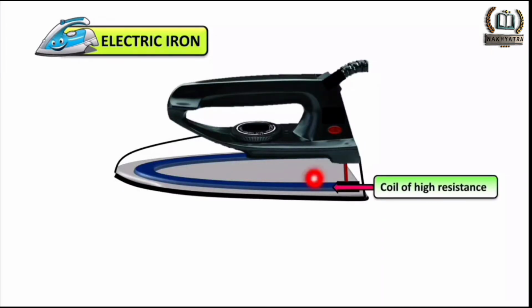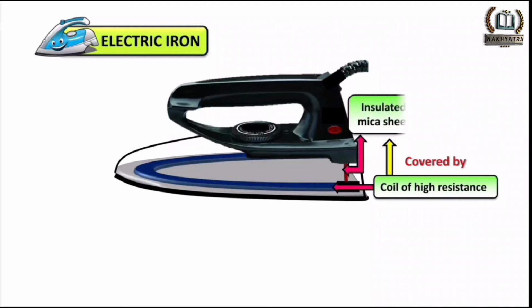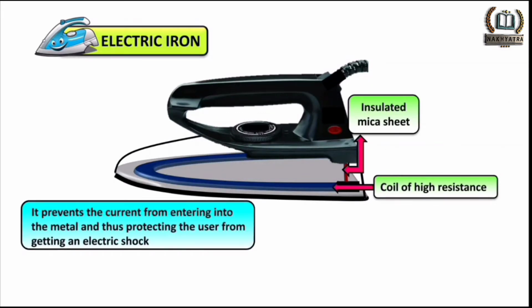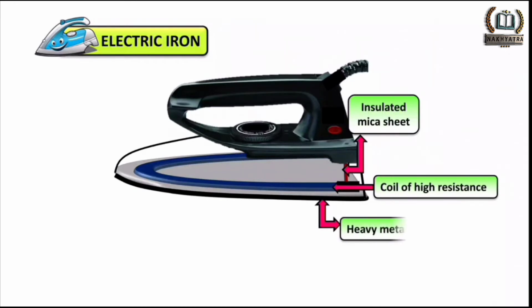So see here, in an electric iron, the down portion has a coil which has high resistance, and it is covered by an insulated mica sheet. That insulated mica sheet is a bad conductor of electricity, but it is a good conductor of heat, because it prevents the current from entering into the metal and thus protects the user from getting an electric shock. Okay. So the down portion here is your heavy metal block.